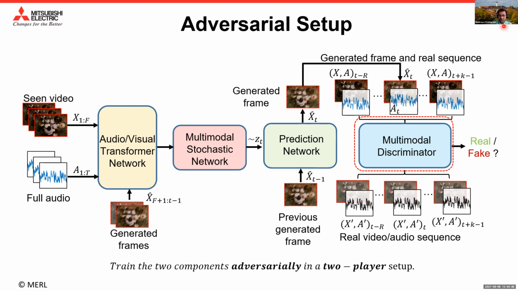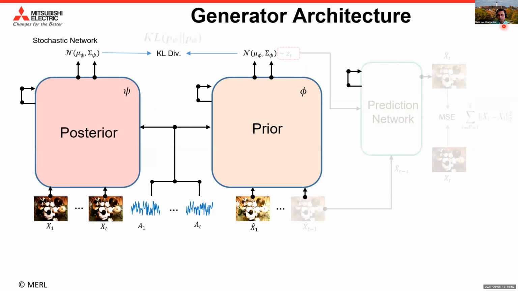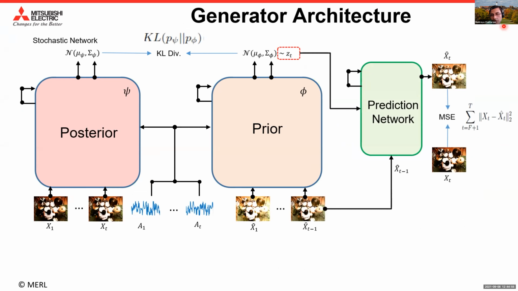So we leverage that architecture, right? And really the key generation workhorse of our model is the generator component. So let's delve a little deeper into that. So here's an overview of our generator architecture. The key component of our model is this prediction network, right?